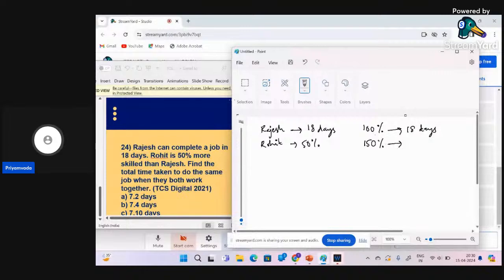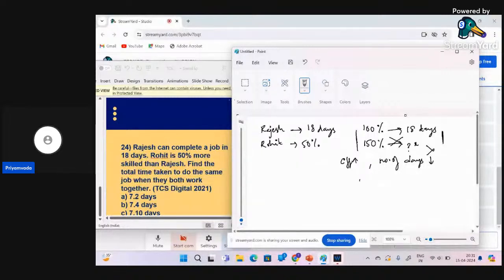So if 100% efficient means he's taking 18 days, and if he is 150% efficient, then how many days will he take? If you take it like this and do cross multiplication, it will be a very huge mistake. But why are we not supposed to do that? As the efficiency increases, the number of days required will be decreased, right?